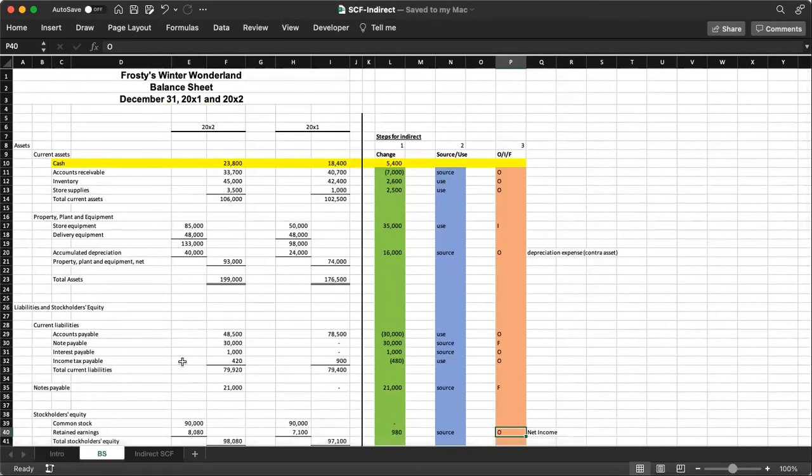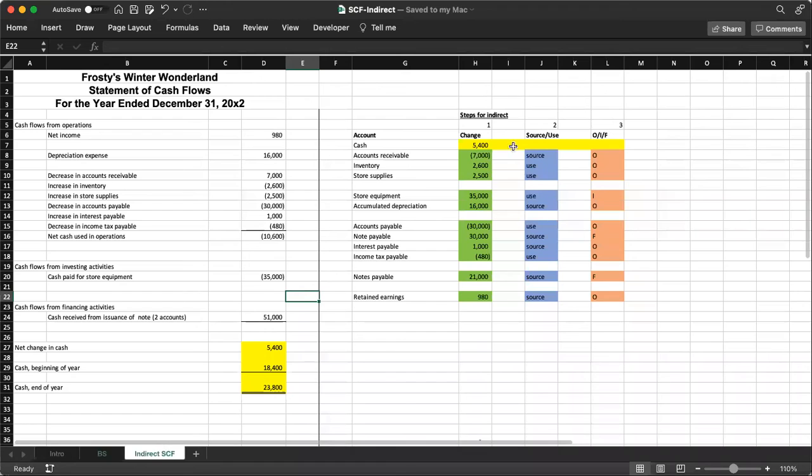So next we'll go to the statement of cash flows. And I copied over our steps to show where the numbers are coming from. So we take our net income, and then we add in non-cash expenses like depreciation expense. You add in a decrease in accounts receivable. You subtract an increase in inventory, and so on from our sources and uses step.